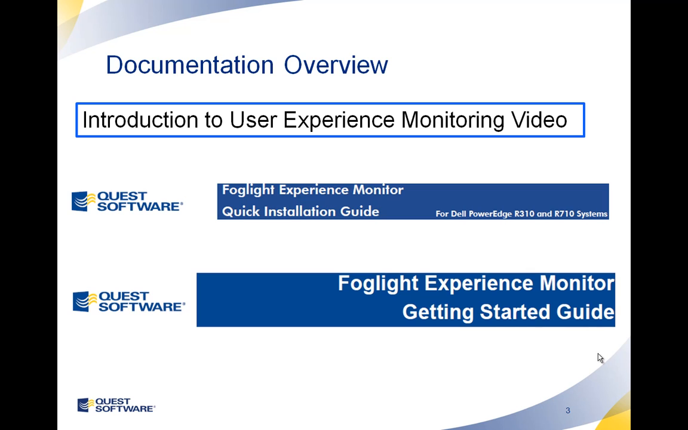The second piece of documentation that comes in the appliance box is the Foglight Experience Monitor Getting Started Guide. Now, this is after your initial setup, which is in your quick installation guide, how you can actually configure some things very quickly and get them running so that you're getting reports distributed from the appliance within a very short amount of time.